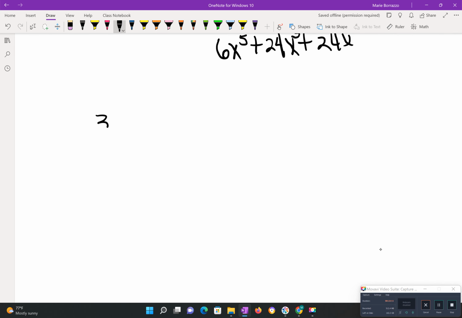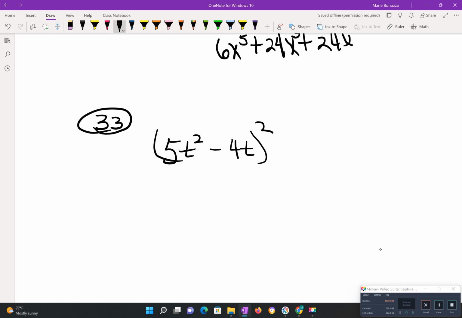Number 33. They want us to once again find the derivative using the chain rule. So we have 5t squared minus 4t, and all of that squared. They want this in a specific form, so the first derivative would be 2 times (5t squared minus 4t) to the first power.